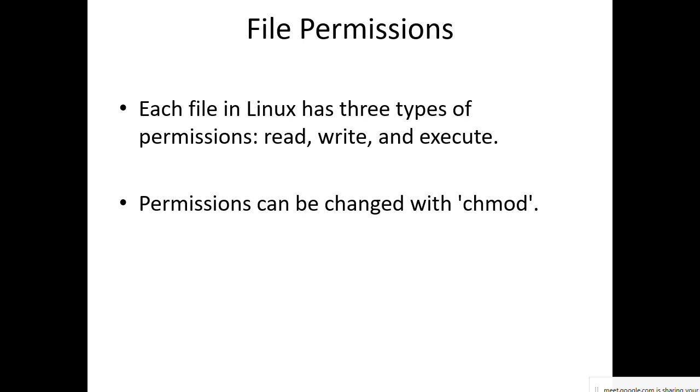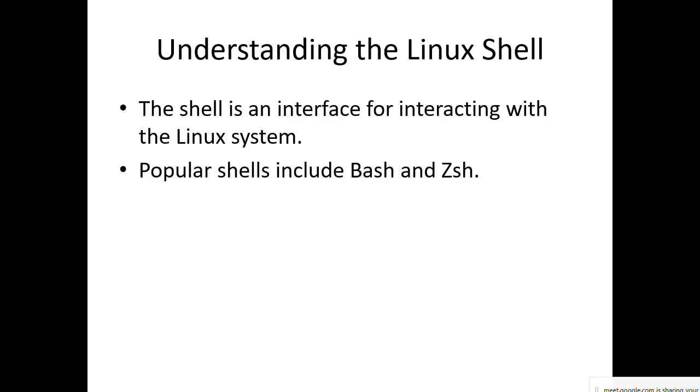Then what is the heading of this slide, Priya? File permissions. What is meant by file? A file is a collection of interrelated data. What permissions are there? Each file in Linux has three types of permissions: read permission, write permission, and execute permission. These are the three types of file permissions we can see in the Linux operating system: read, write, and execute. Then permissions can be changed with chmod. Okay.